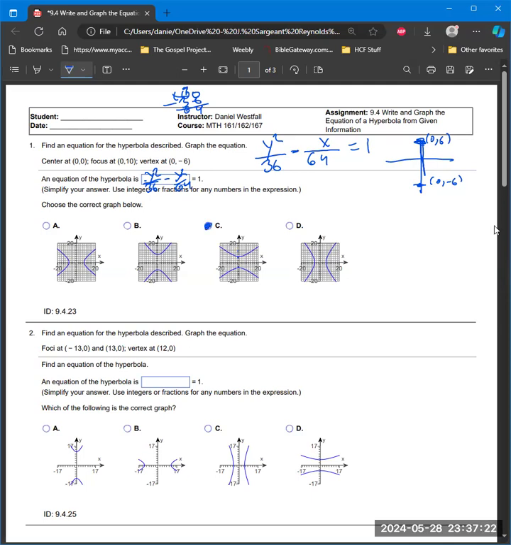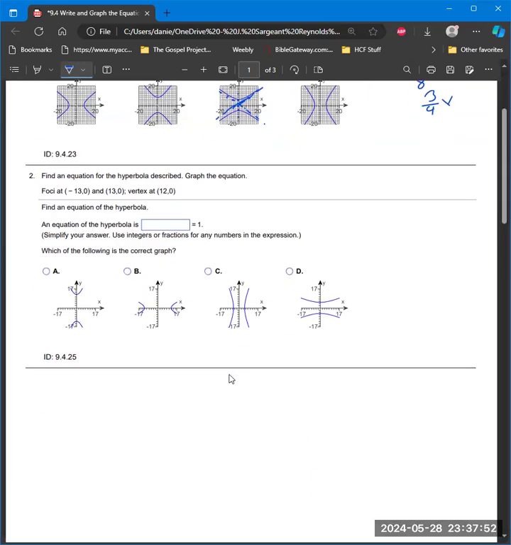We also will have asymptotes, if we need to find them, of 6 over 8 x, or 3 fourths x, so up 3, right 4. There's my asymptote, and negative, so up 3, left 4. There's my asymptote there.